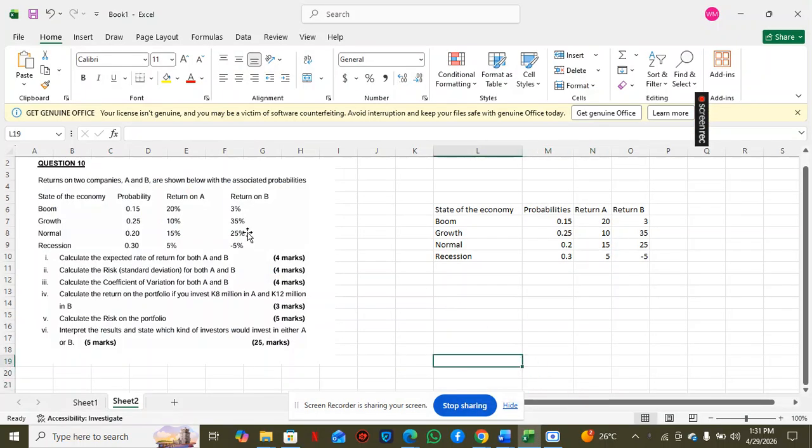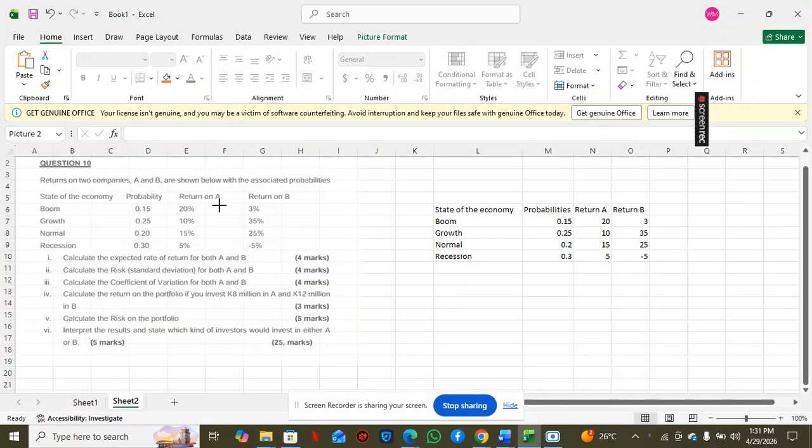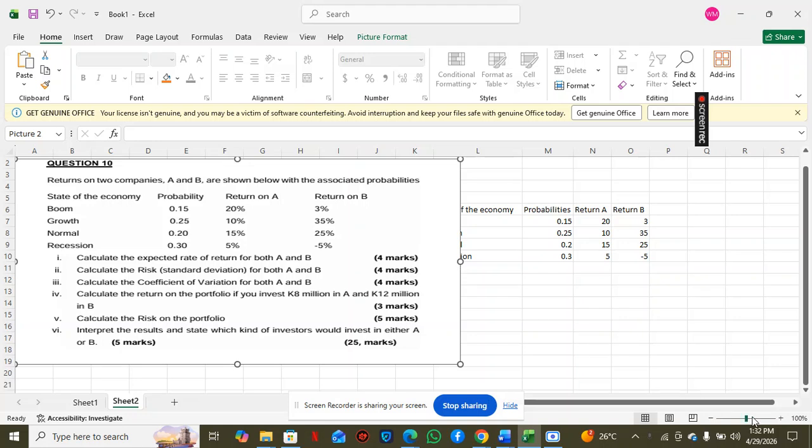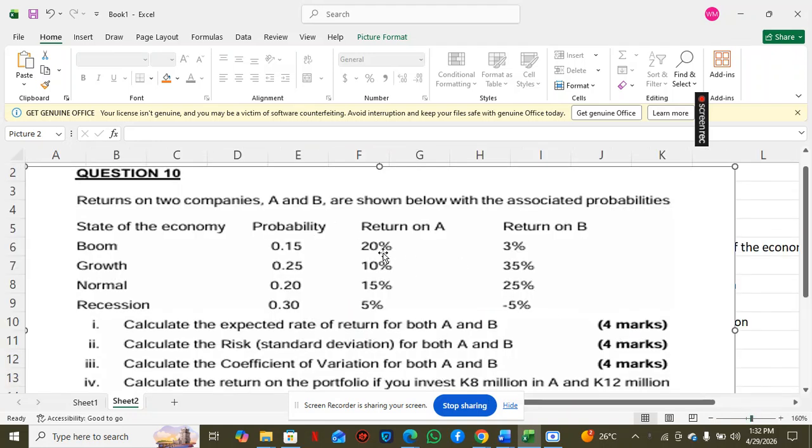So we have this question here. It says the returns on two companies A and B are shown below with the associated probabilities, given the state of the economy. The probabilities for each of the states and the returns for each state on company A: the economy is in a boom, probability is 0.15 or 15%. The return you get on company A is 20%, and the return you get on company B is 3%.